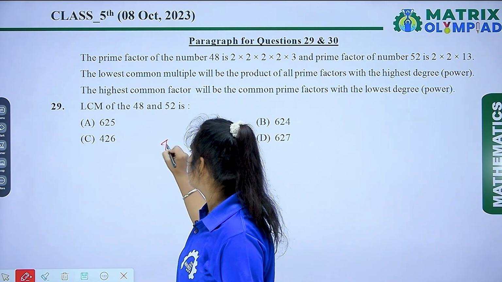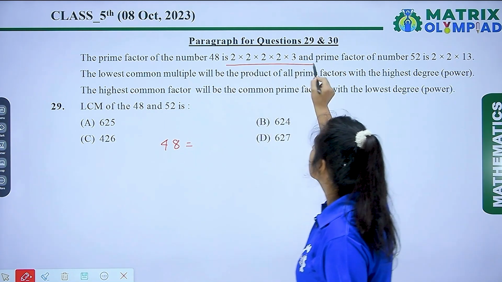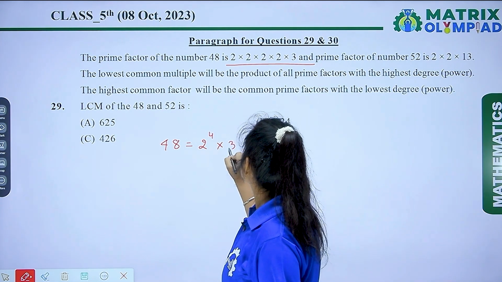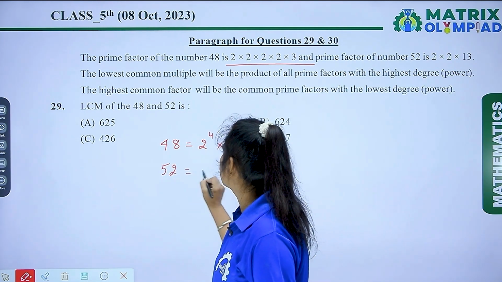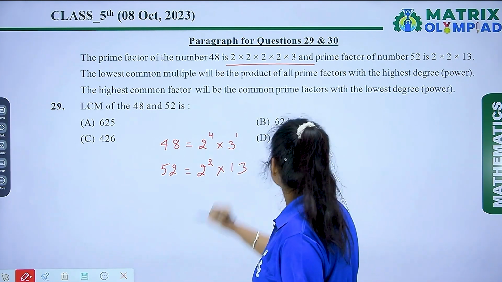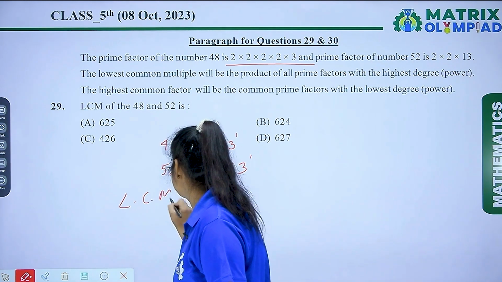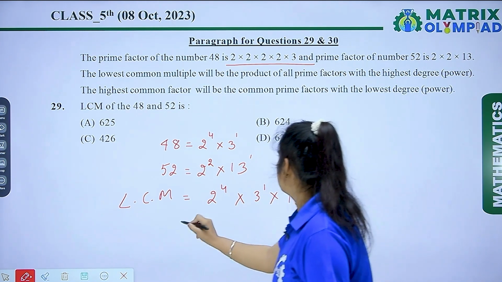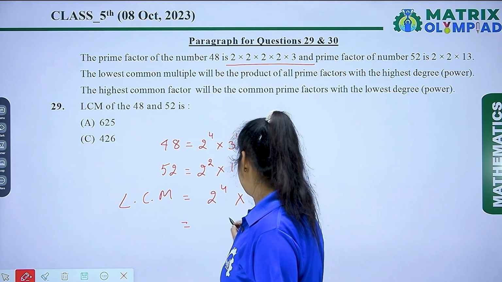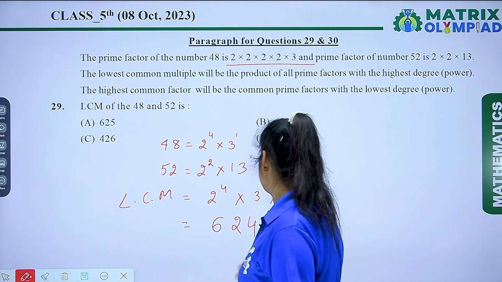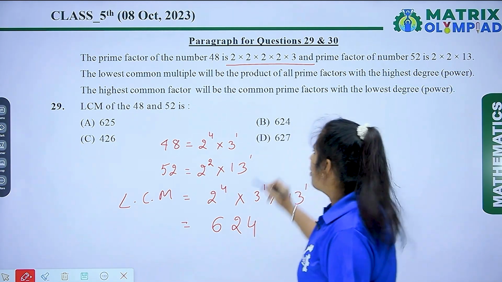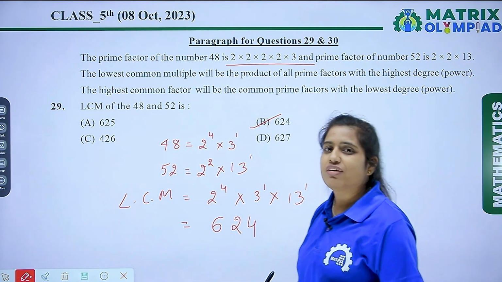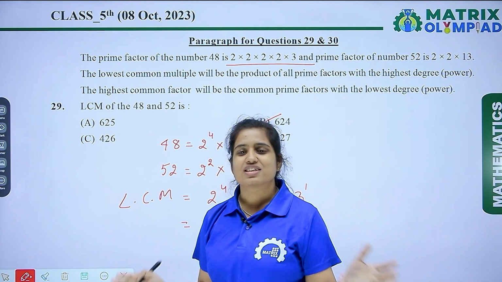So LCM निकालने के लिए हमें क्या करना है? 48 का ऑलरेडी हमारे पास पैराग्राफ के अंदर ही दे रखा है, prime factorization. So here power of 2 is 4 multiplied by 3 power 1, and here for 52 we get 2 power 2 multiplied by 13 power 1. So here the LCM will be 2 power 4 multiplied by 3 power 1 multiplied by 13 power 1. So here the answer will be 624. So the correct answer will be option B, that is 624 is the LCM of these two numbers, 48 and 52. Now let's solve the last question of this part.